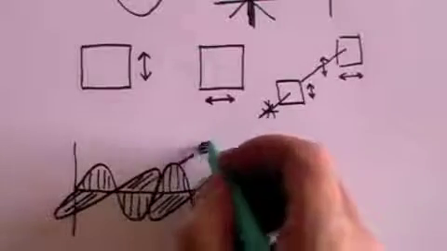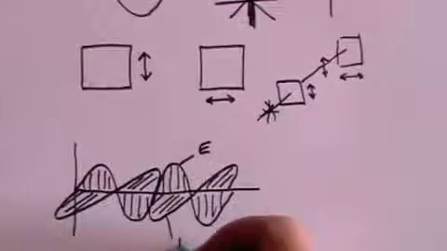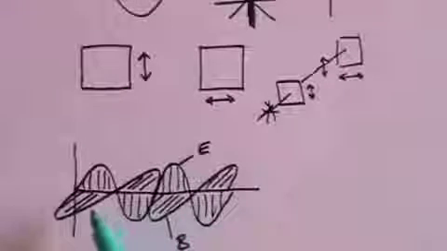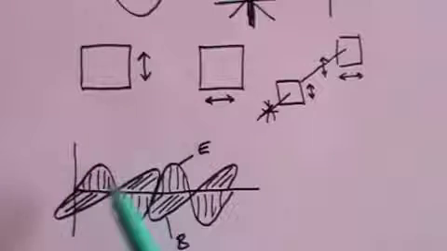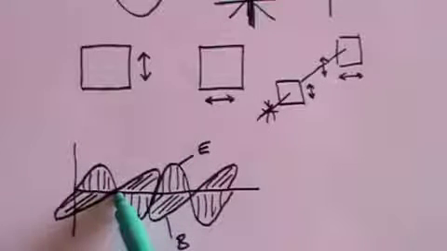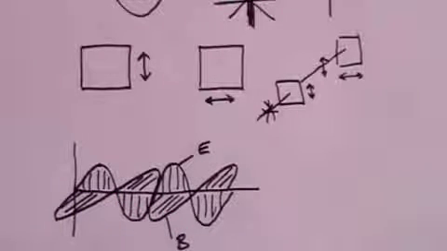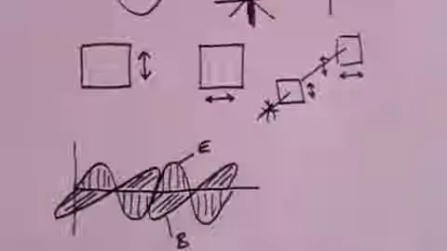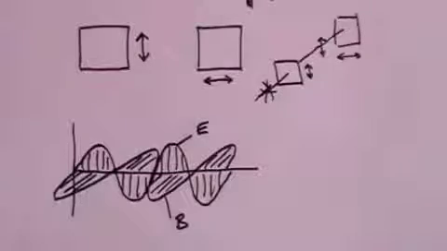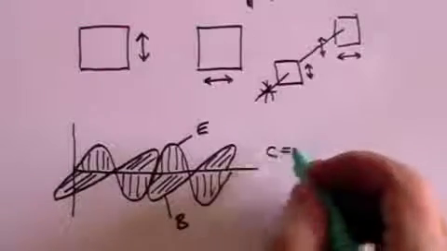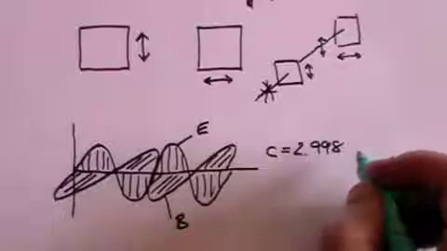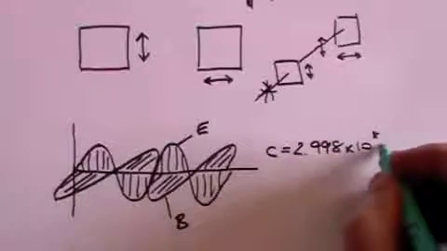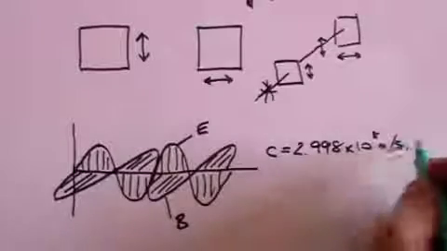This is the electric field, this is the magnetic field, and you'll notice that they are what's called in phase with one another. This has a crest when this has a crest. They both reach a minimum at the same point. They are in phase. And all electromagnetic waves travel at the same speed. It's the speed of light, and it's 2.998 times 10 to the 8 metres per second.